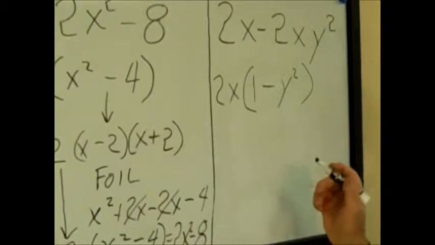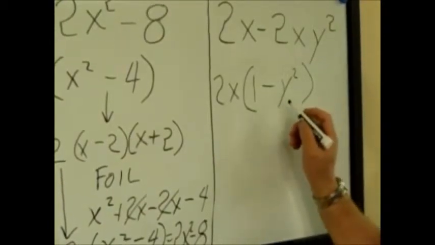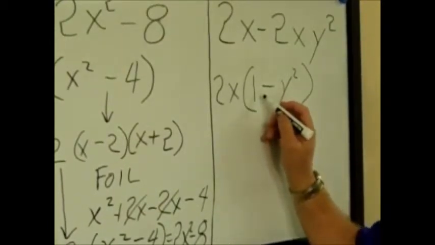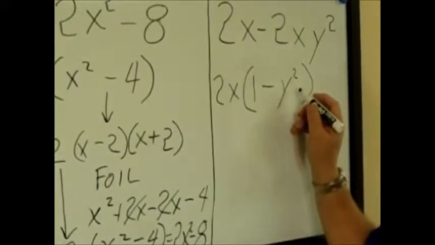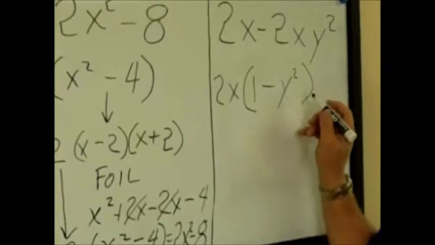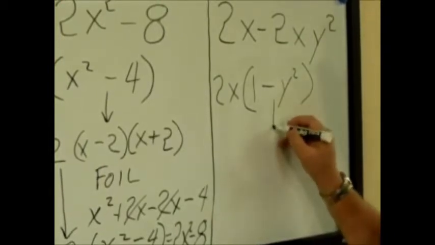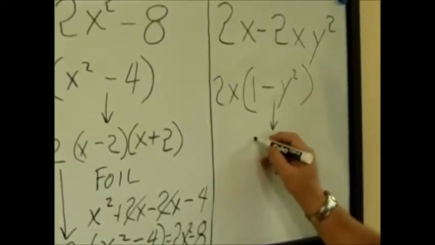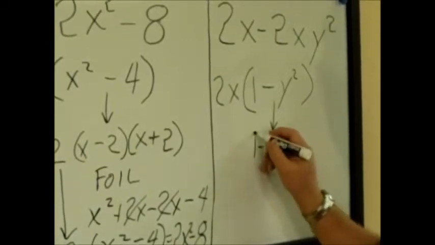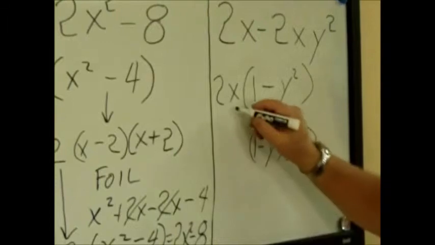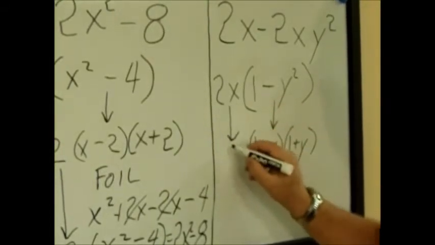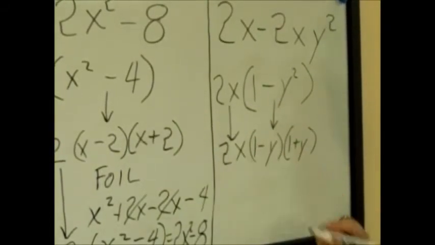Now, if I look at this expression, I have 1 is the square of 1 times 1, and y squared is the square of y times y. So it's a difference of squares. So I can use that special case, and I end up with 1 minus y times 1 plus y. And of course we carry down the common factor that we separated out, 2x.